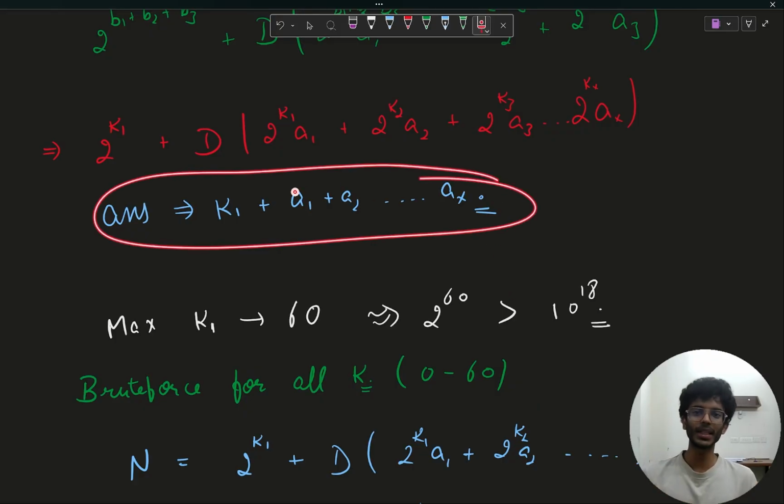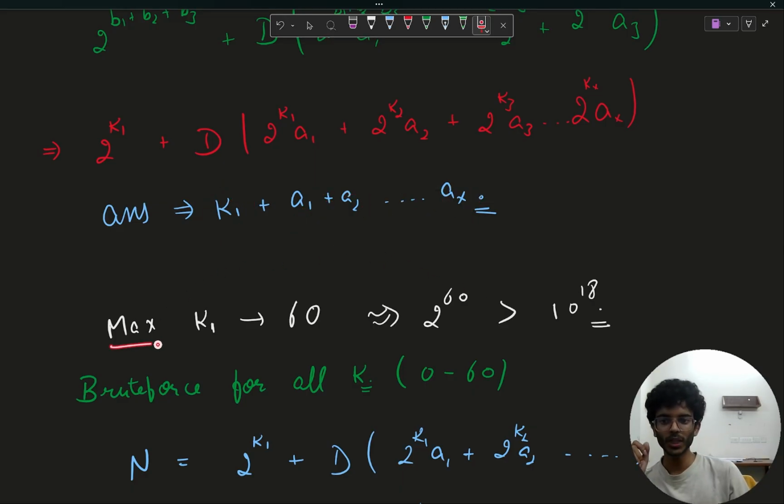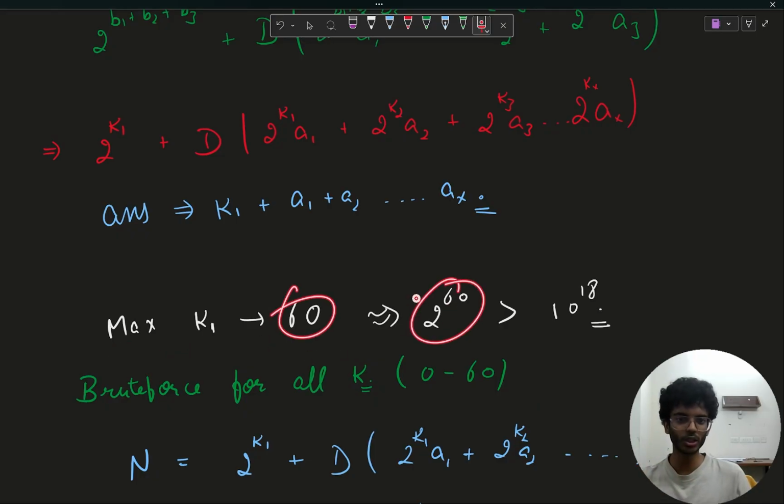And now we just need to minimize these k1, a1, a2, and so on up till ax, right? How can we do that? So we know that there's a threshold on k1, which is going to be equal to 60, because 2 raised to the power 60 is greater than 10 raised to the power 18.